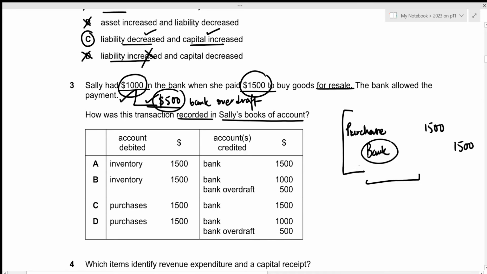So we're looking for this transaction. So account debited should have purchases. So that's for C and D. And on our credit side, we need only bank, not the bank overdraft. So this gives our correct answer to be option C.